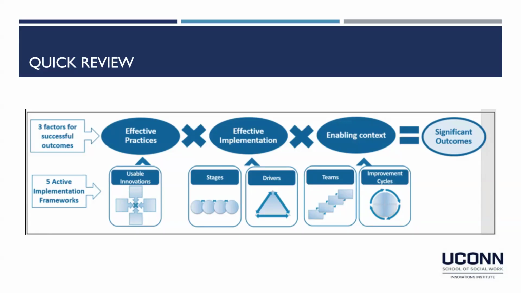Finally, there must be an enabling context that supports implementation. This requires a team that is focused on implementation, as well as a system for continuously checking in on how implementation is going so that changes can be made in a timely fashion. When we are able to put together effective practices, effective implementation of these practices, and an enabling context, we will see significant outcomes related to children's social and emotional development.